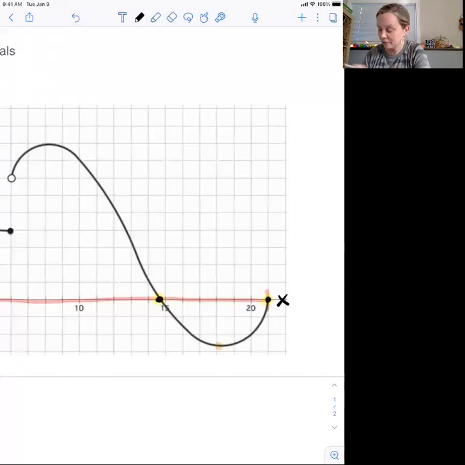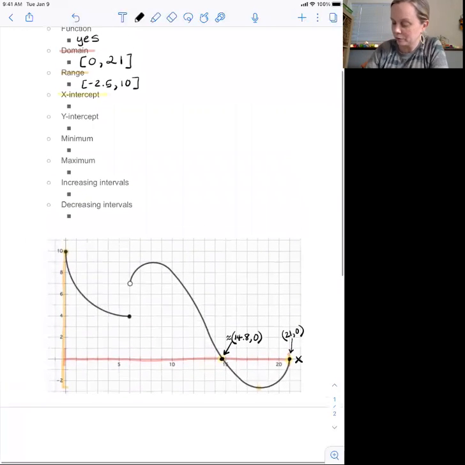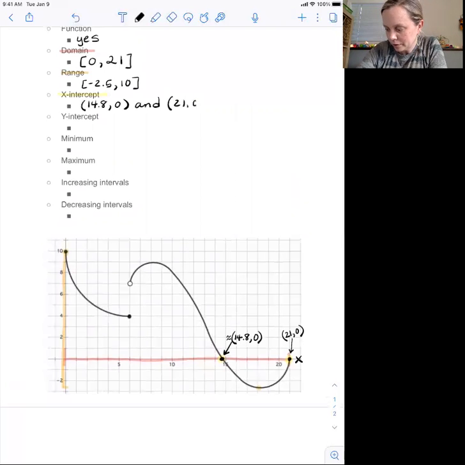It's where that graph touches the x-axis. And it looks like that point is just shy of 15. How about we'll estimate that. I'm not quite sure. How about 14.8, 0. So that's going to be an x-intercept. And then this one looks like it's more exact. That's the point 21, 0. So those are my two x-intercepts, and I'll write those here as points. So that one is 14.8, 0 and 21, 0.